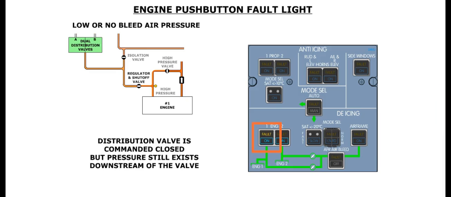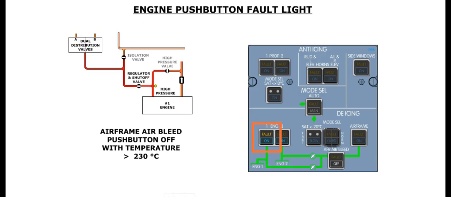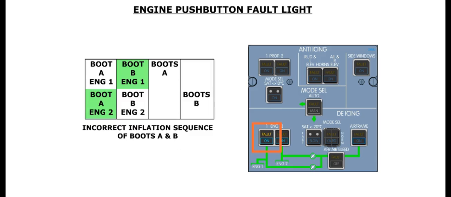The fault light illuminates when the associated distribution valve is commanded open, but there is no or low bleed air pressure downstream of the valve; when the associated distribution valve is commanded closed, but pressure still exists downstream of the valve; when the airframe air bleed push button is selected off and the temperature of the bleed air upstream of the de-ice valve exceeds 230 degrees Celsius; or in the event of an incorrect inflation sequence of boots A and B.